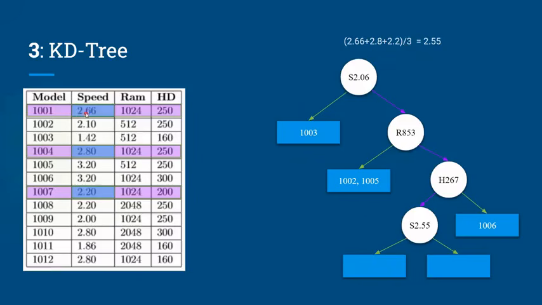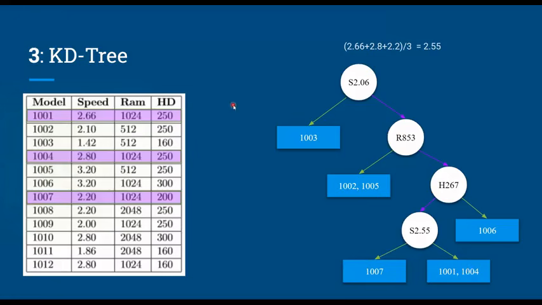101 is 2.66, greater than 2.55, so on the right. 104, 2.8, still greater than 2.55, so we put it on the right. 2.2 is less than 2.55, so we put it on the left. So 107 on the left and 101 as well as 104 on the right.